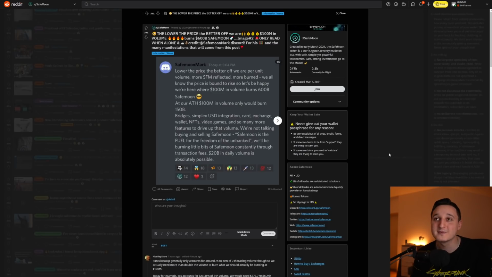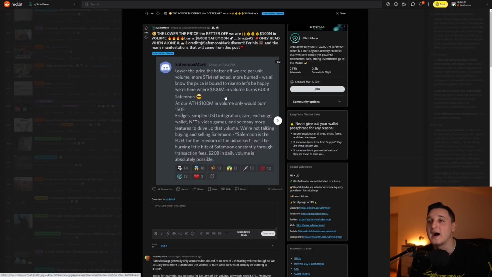This is the last Reddit post I have today. It says, the lower the price, the better off we are. 100 million in volume burns 600 billion Safemoon. Credit Safemoon Mark, Discord. It says here, the lower the price, the better off we are. Per unit volume, more Safemoon is reflected, more is burned. We all know the price is bound to rise, so let's be happy.